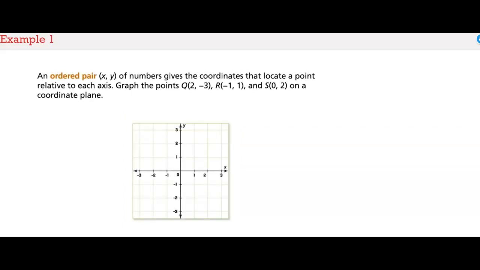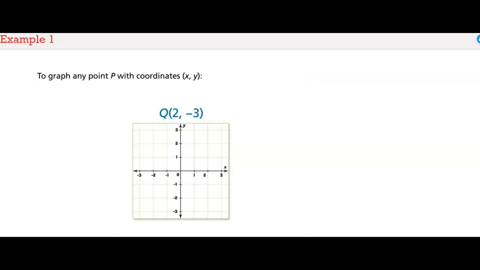An ordered pair, x, y, of numbers gives the coordinates that locate a point relative to each axis. Graph the points Q, (2, -3), R, (-1, 1), and S, (0, 2), on a coordinate plane.